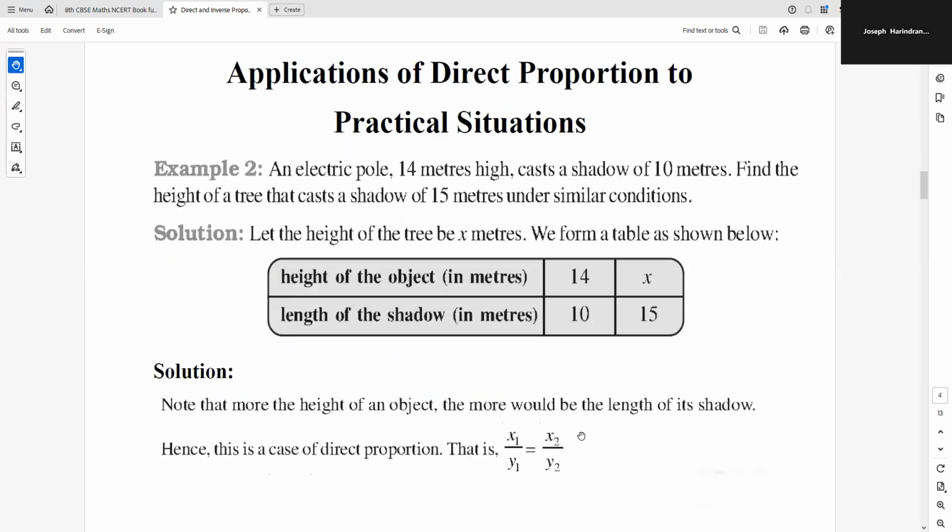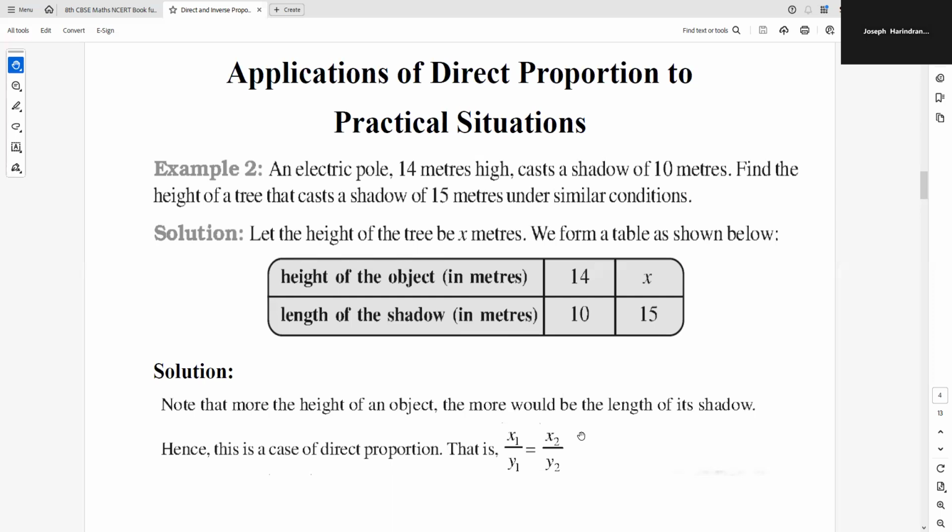Now let us see the applications of direct proportion to practical situations. In example 2 of your NCERT textbook, you can refer to that. An electric pole 14 meters high casts a shadow of 10 meters. Find the height of a tree that casts a shadow of 15 meters under similar conditions. Here, similar conditions means that the light source, namely the sun, doesn't change. The position of the sun or the position of the light source doesn't change. That means it is at a particular time.